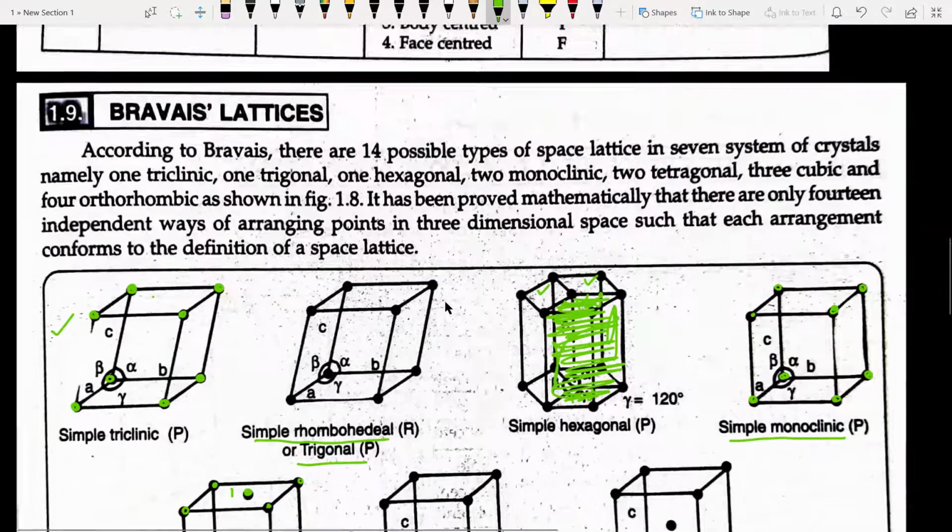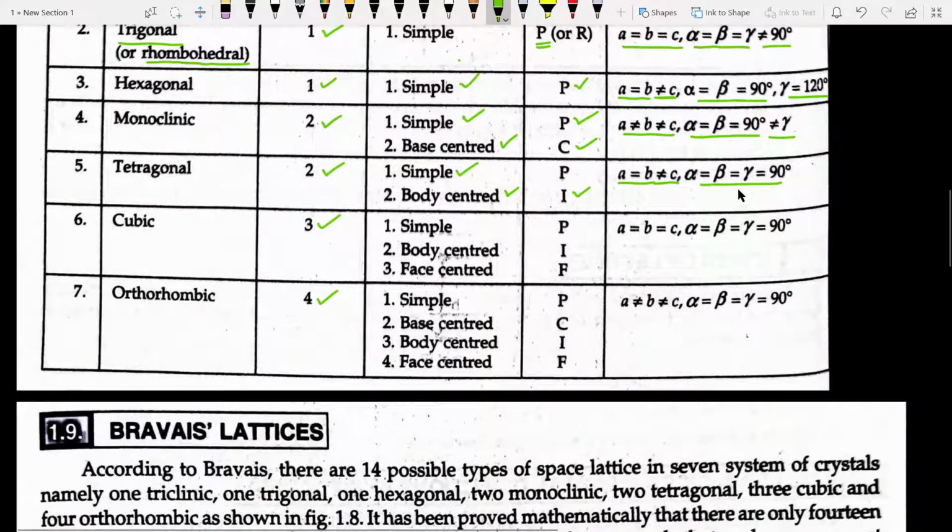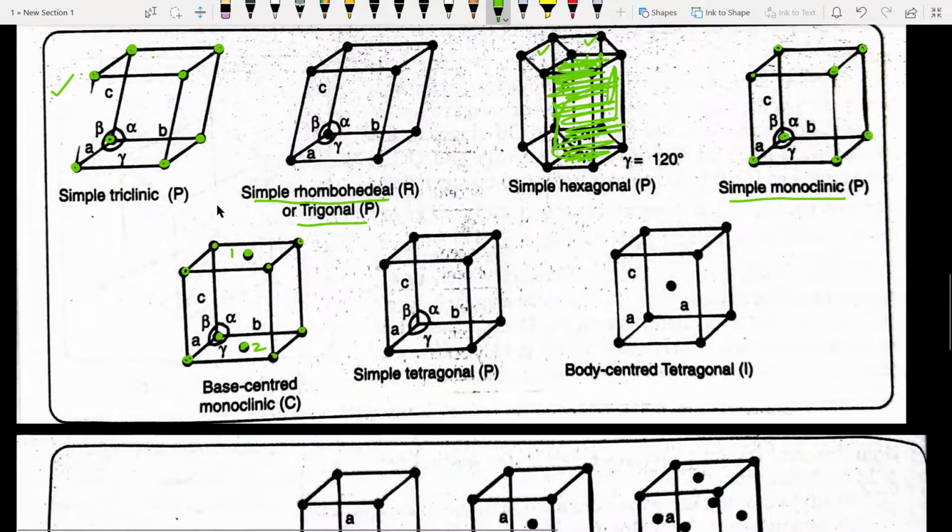So there is a little difference between cubic and tetragonal. All the angles are 90 degree here, and all the angles are 90 degree here too, but here all the sides are not equal, while here all the sides are equal. So very little difference between tetragonal and cubic structure. This is simple, all the atoms are present at the corners, represented with P, and in body centered, one atom is present at the center of the body. This is with I.